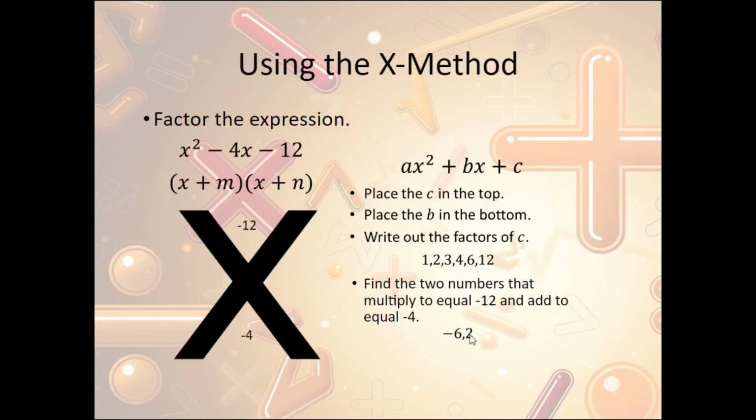When I multiply those together, I get negative 12. When I add them together, I get negative 4. So I go ahead and add those to my x. Then I place them into the solution. So I start with x plus m times x plus n. And then I'm going to plug negative 6 in for one of them and 2 in for the other one. And I get x minus 6 times x plus 2.